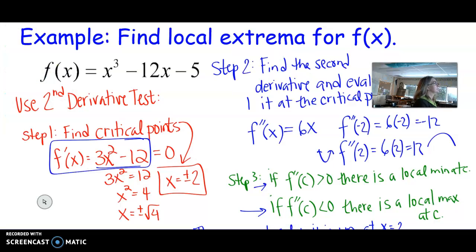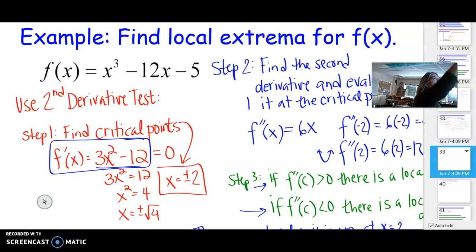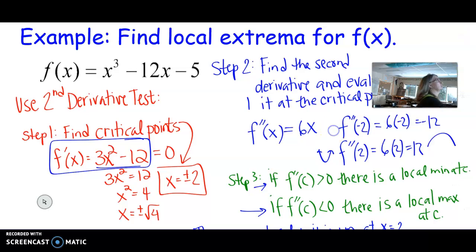Okay, we're going to do this same exact example, but we're going to use the first derivative test, just to show you the difference here. And you can decide which one. You can use either, but sometimes it's going to be more convenient to use the second derivative, and sometimes it's going to be more convenient to use the first derivative test.